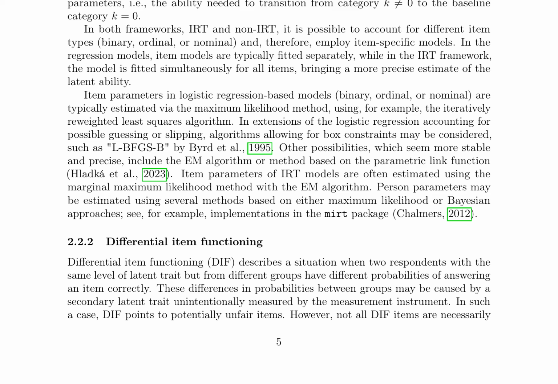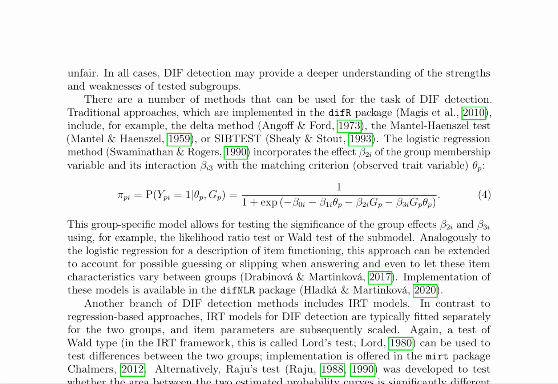and skills. In educational testing, differential item functioning, DIF, is a crucial concept that indicates when an item on a test is not equally valid for all subgroups of test takers. This phenomenon can lead to unfairness in the assessment process, as it may result in different performance levels among subgroups even if they possess the same level of the trait being measured. DIF detection is essential for understanding the strengths and weaknesses of tested subgroups.